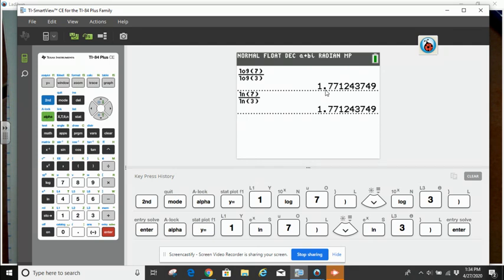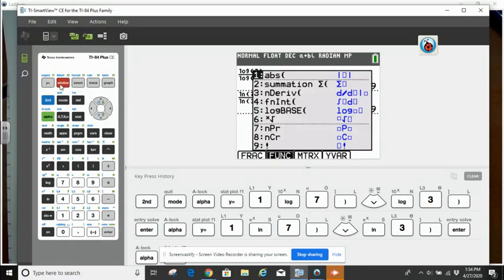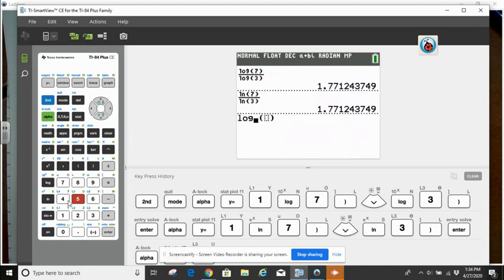Now, that's not exactly true if you have certain calculators like this one, because on this calculator, you have the option of choosing alpha, window, and choice number 5 is log base. And if I have that option on my calculator, I can actually type in log base 3 of 7, and I don't have to use the change of base formula. But again, that's not an option on every calculator, and that's why the change of base formula exists. But now you can see that that gives you the same answer.